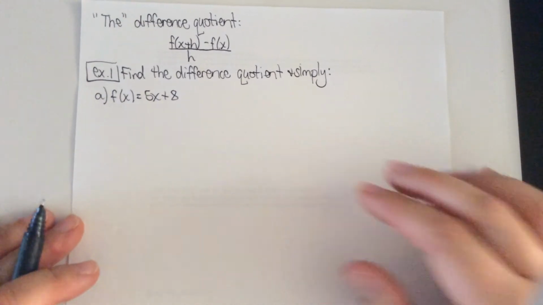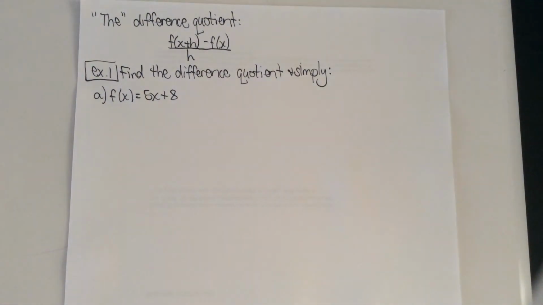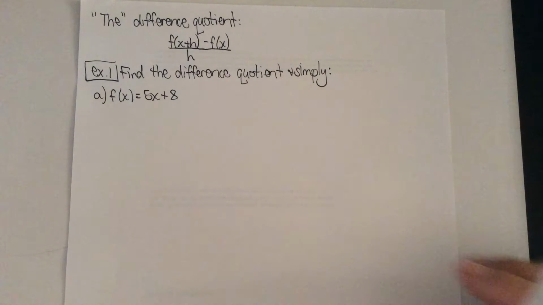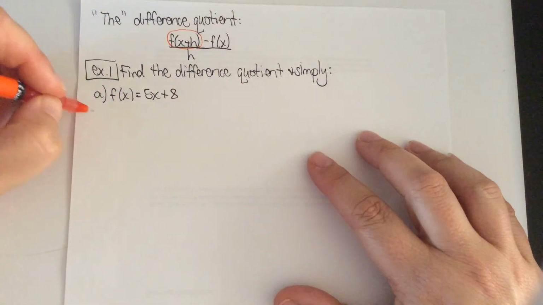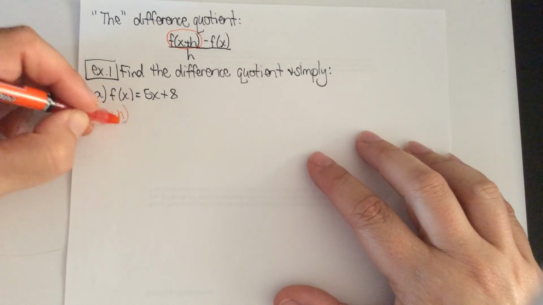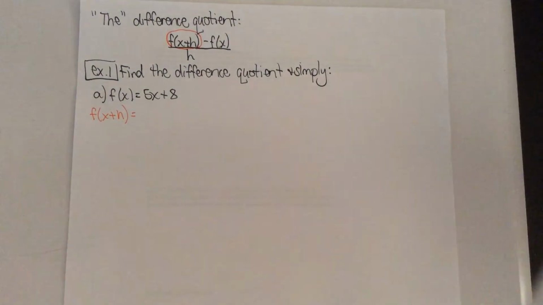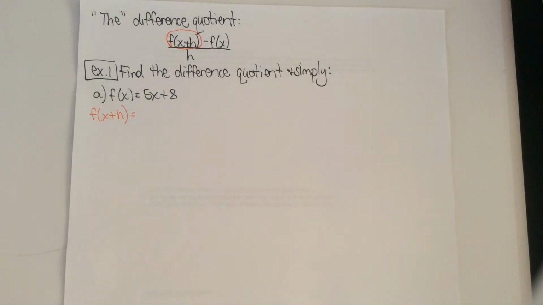Okay, so pause me if you need more time to write that down. What I suggest is finding this part of the difference quotient, f of x plus h, separate from everything else. If I asked you to find f of 4, what would you do? You would plug 4 in for x, right? If I asked you to find f of 2, what would you do?